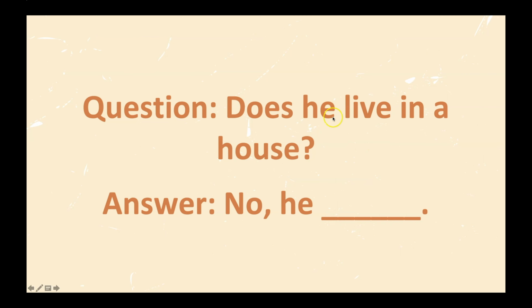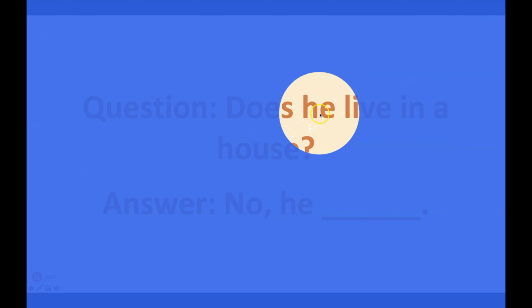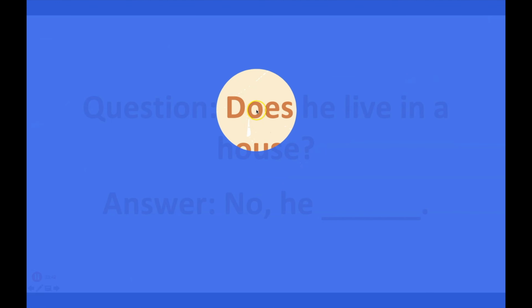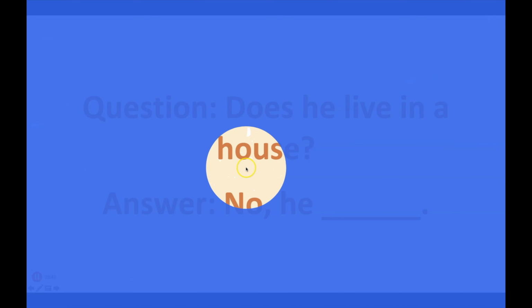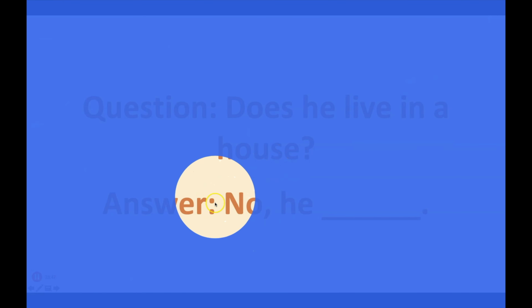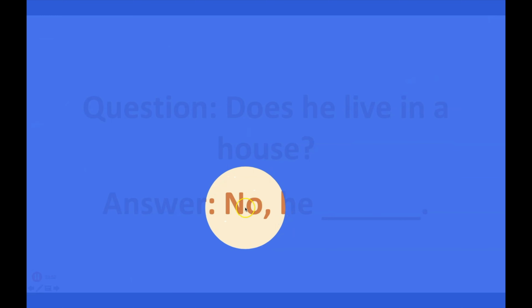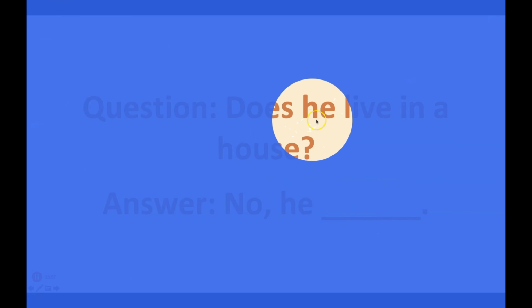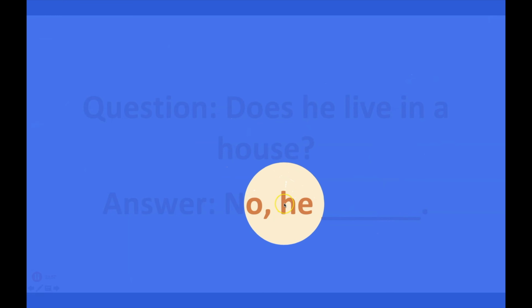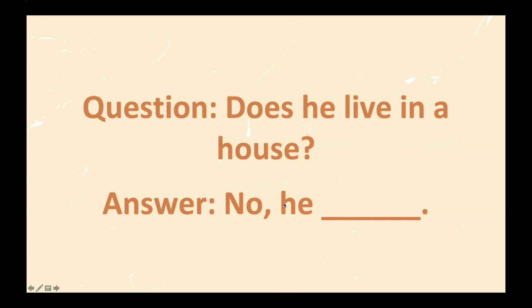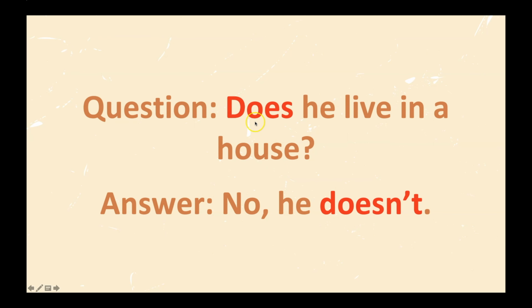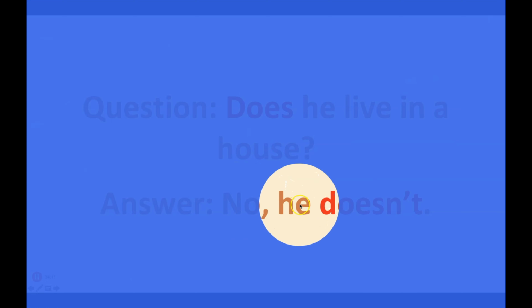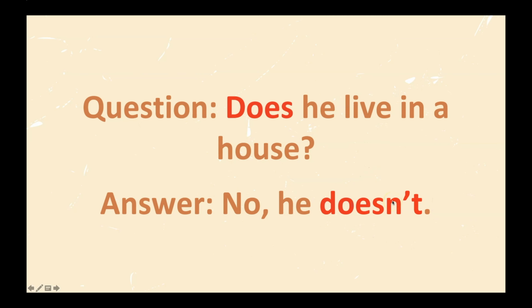Okay. The question is, does he live in a house? Well, the answer here is no. So we can't say no, he does, okay? Because does is for yes. So does he live in a house? No, he doesn't. Okay? Does he live in a house? No, he doesn't.